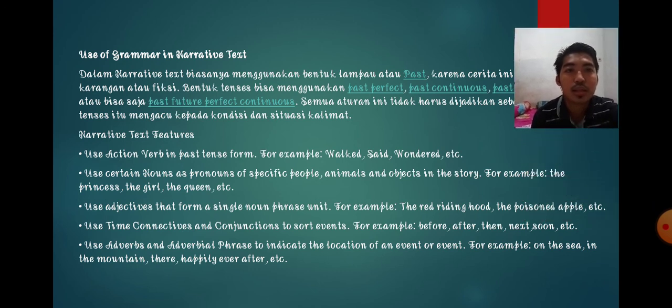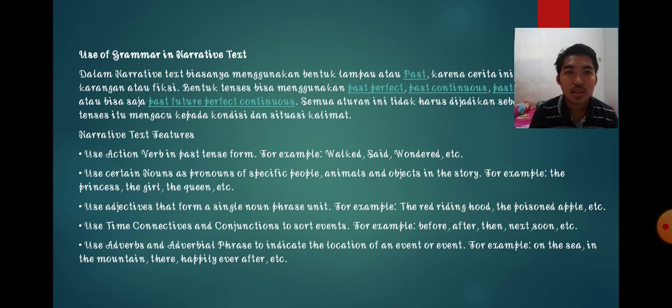And then, the narrative text features. First, use action verbs in past tense form. For example, walked, said, wandered, and etc. And then, use certain nouns as pronouns of specific people, animals, and objects in the story. For example, the princess, the girl, and the queen, and etc.